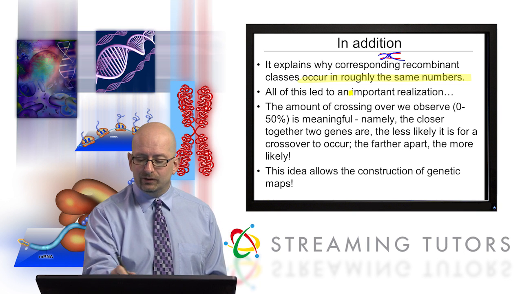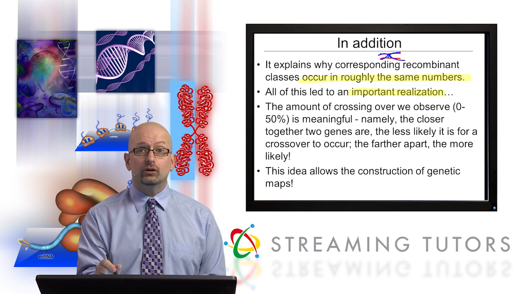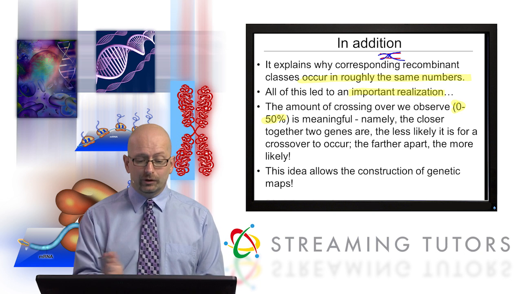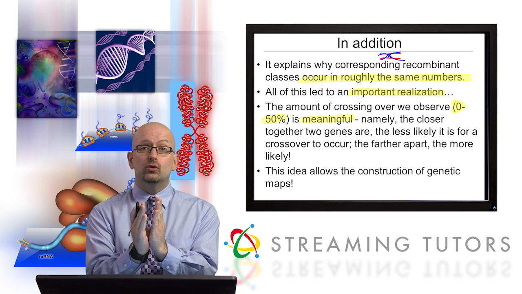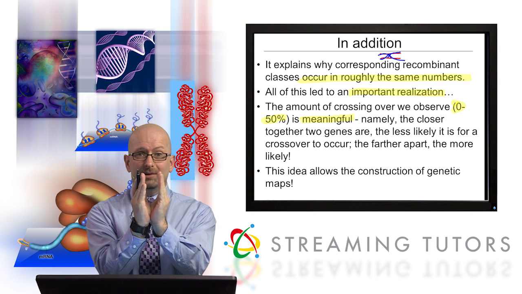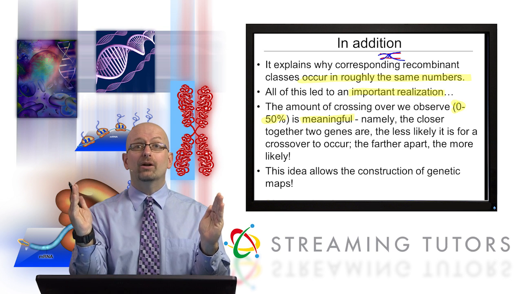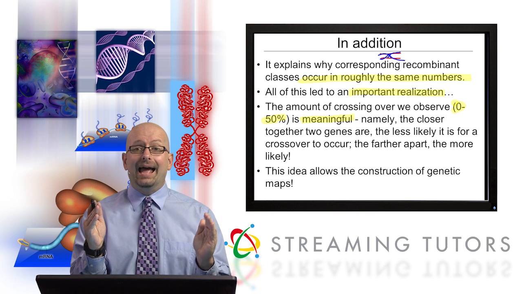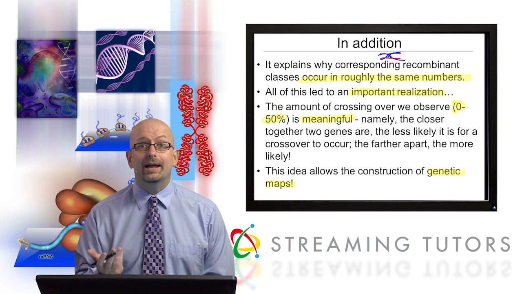So the important realization that this leads to, that sort of leads into our next topic, is that the amount of crossing over, whether it's 0% or 50% or 7 or 20 or whatever in between, is meaningful. And I know this will make sense to you. The closer together two genes are, the less likely it is for a crossover event to occur between them because they're right on top of each other. The further apart they get, the much more likely it is that a crossover event's going to happen right in between them. And this idea allows us to construct a very, very important thing, genetic maps.